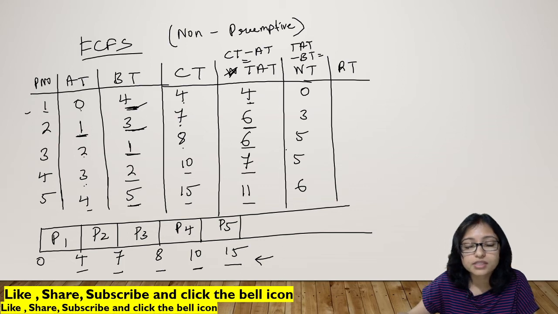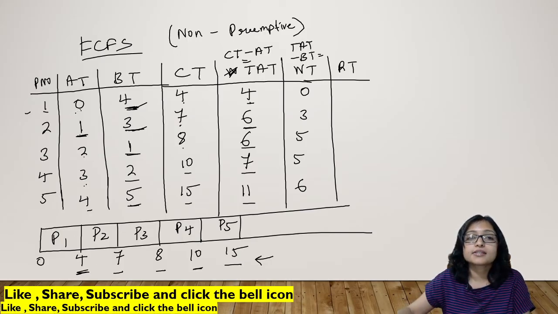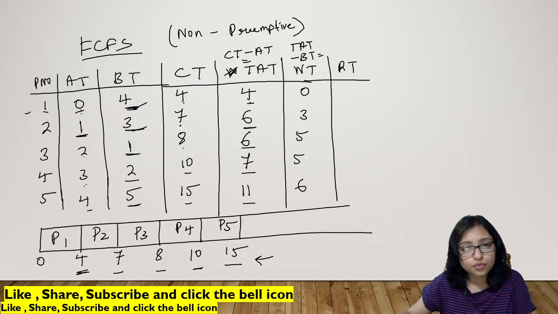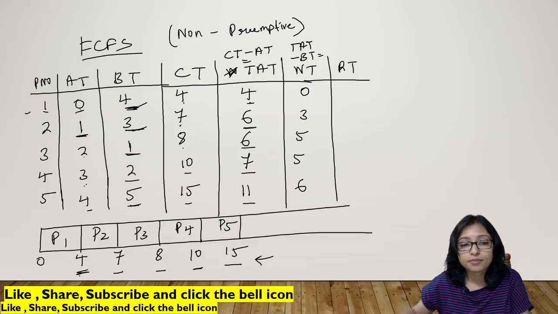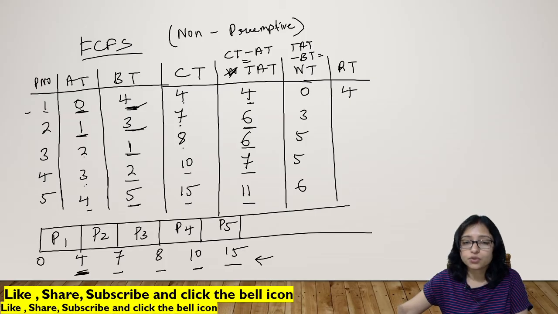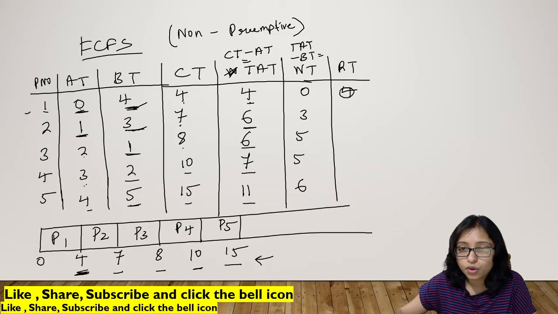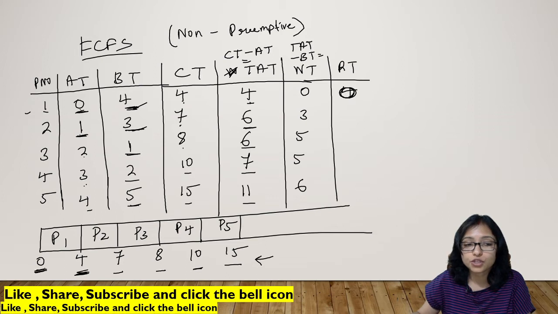Response time is when the CPU gets the chance minus the arrival time. P1 arrives at time 0 and gets the chance at 0 also. So 0 minus 0, that is 0 only. There is no problem here. That is why response time is 0.